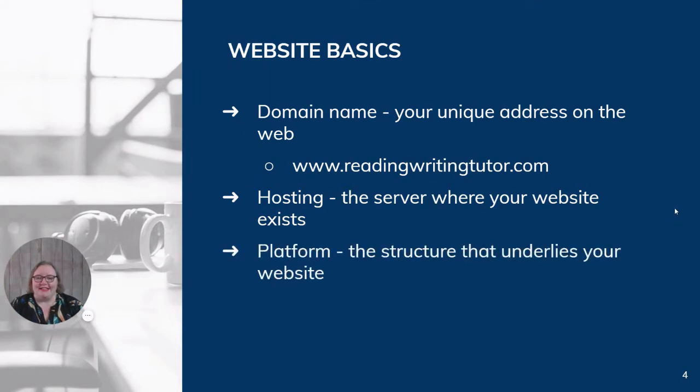And the third thing you need is a platform. This is the structure that underlies your website, the software. One big platform for hosting websites is WordPress. My website is built on WordPress.org. There are others, but WordPress is open source, meaning it's free to install the WordPress software. And lots of tools have been built for WordPress. So if you're building a website, there are lots of things ready-made for you to work with.